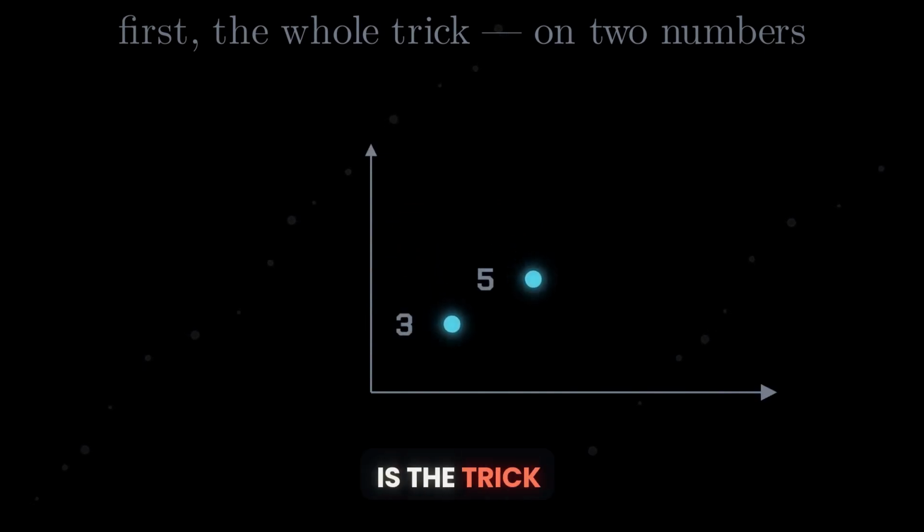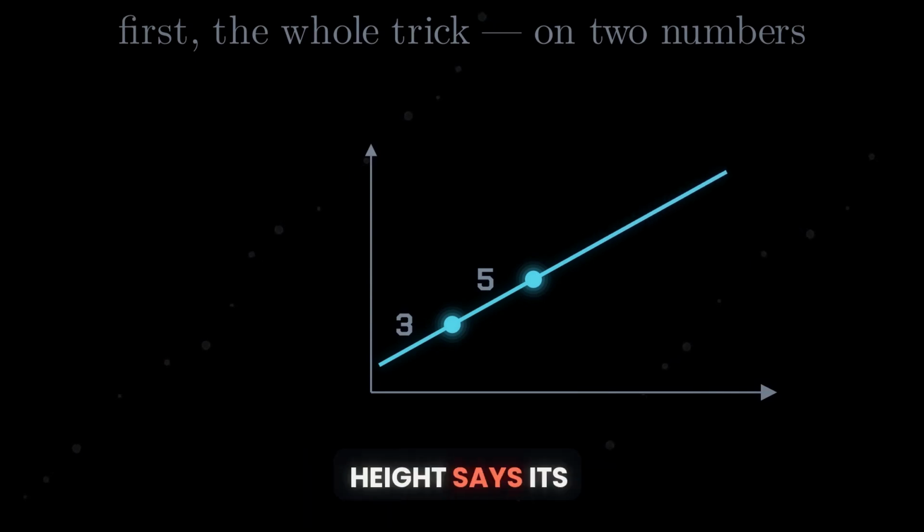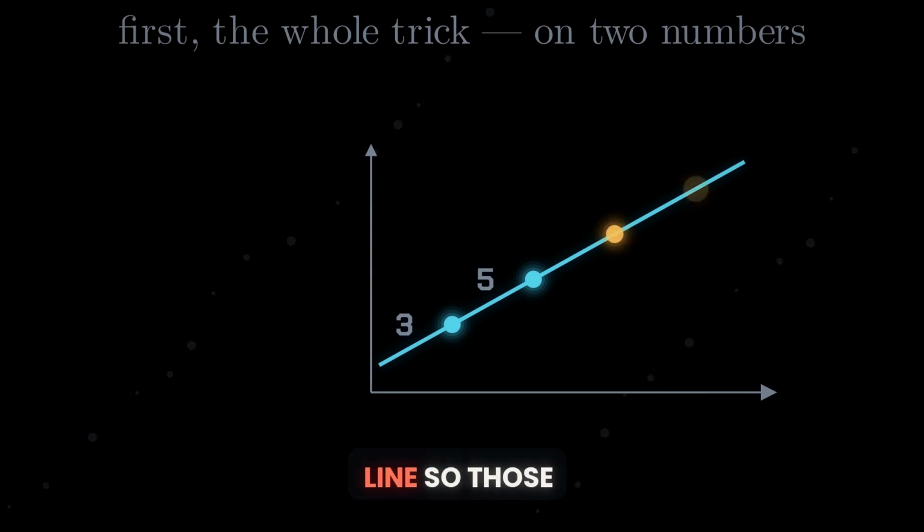Here is the trick. Instead of just storing them, I plot them as points on a graph. The position along the bottom says which number it is. The height says its value. So the 3 goes here and the 5 goes up here. And through 2 points, there's exactly one straight line. So those two numbers really are just this one line.